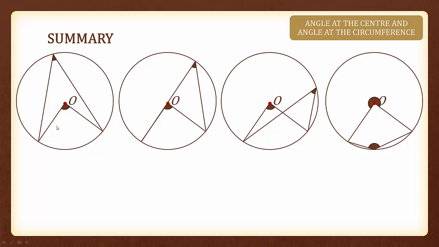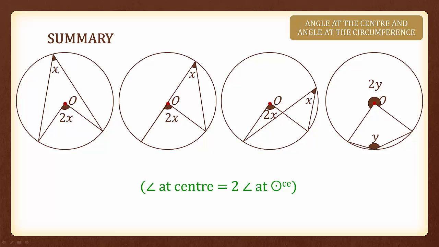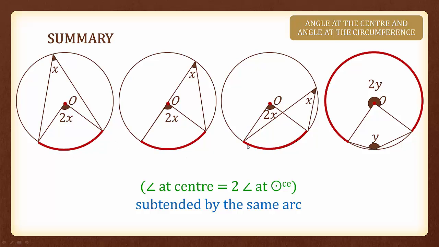In summary, the angle at the center is equal to twice the angle at the circumference. And these are the angles at the center. And the angle at the circumference will be half that angle. Do take note that in order for this property to hold, the angle at the circumference and the angle at the center must be subtended by the same arc.